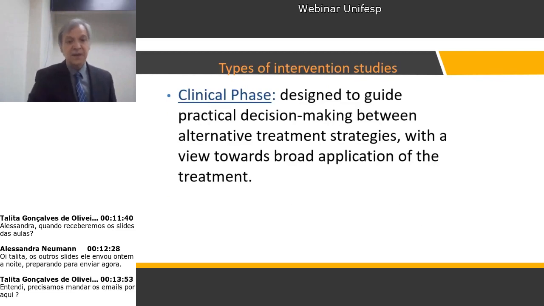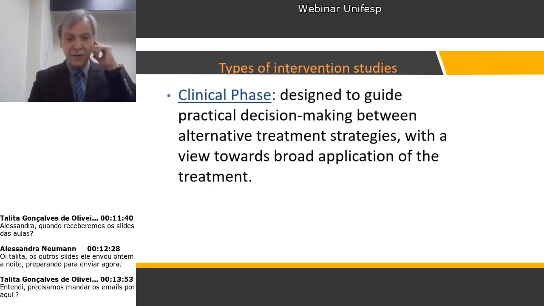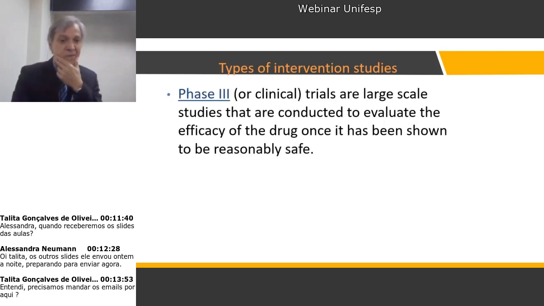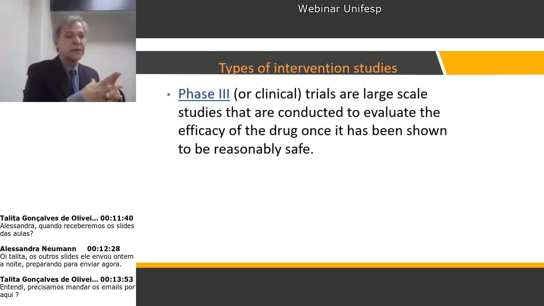And then you have the clinical phase, designed to guide practical decision-making between alternative treatments. That's the main purpose of the randomized clinical trial. Really, the randomized clinical trial starts here, but you can also apply the principles to phase 2 studies. But that's what I'm talking about, the clinical phase. Phase 3 is, you've gone through the toxicity, you've gone through phase 2, and then you are in the clinical phase. We also call it phase 3.